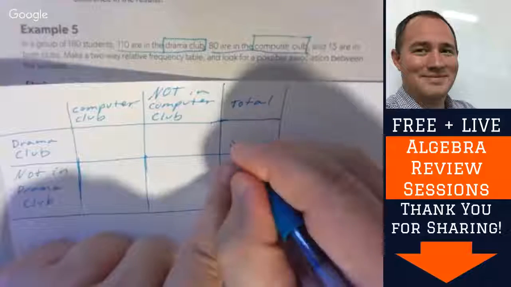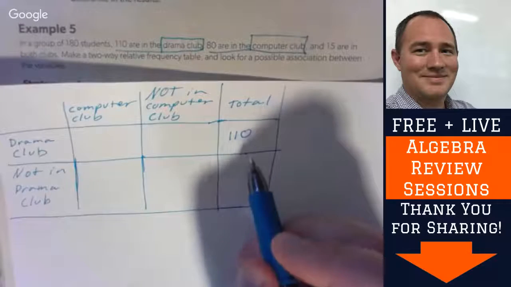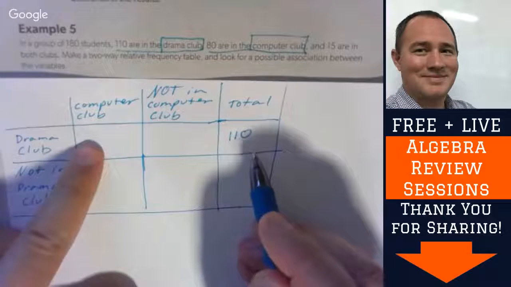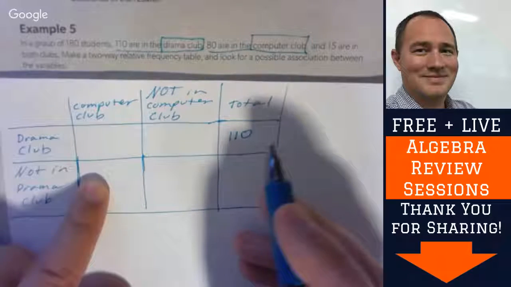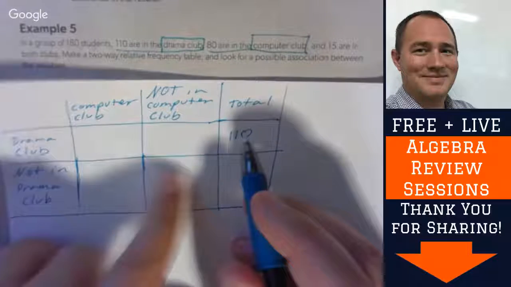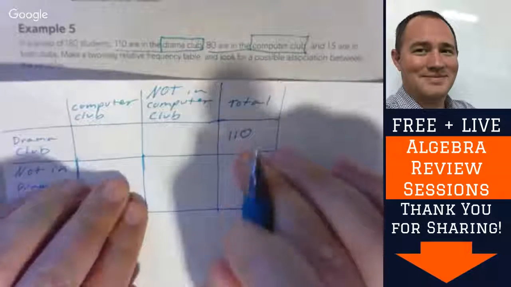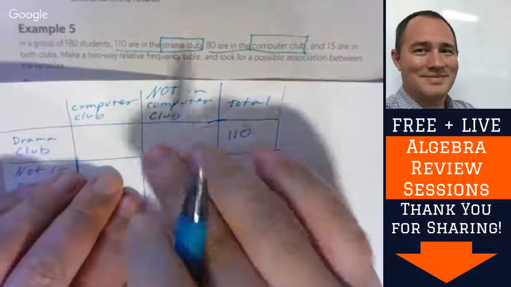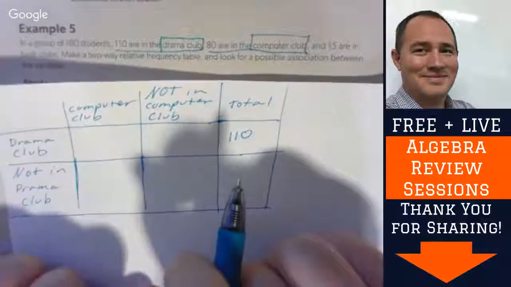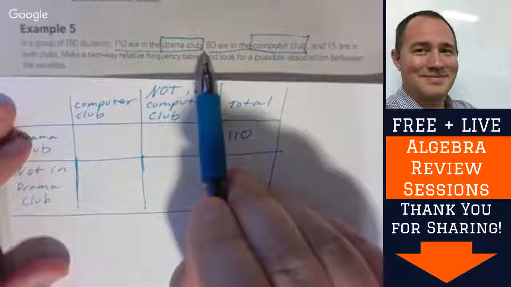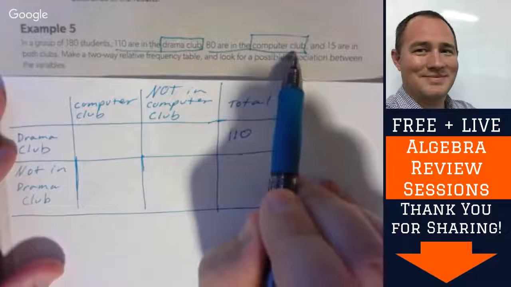So this is another part that's maybe a little bit confusing to start, is where to put that total, because it'd be very easy after we made this heading to put the 110 here, perhaps, or in one of these cells, but it's really talking about a total of 110 kids in drama club. Some of them are only in drama club. Some of them are in drama club and computer club. So let's see if we can put this 80 in the right spot. So there are 80 in the computer club.